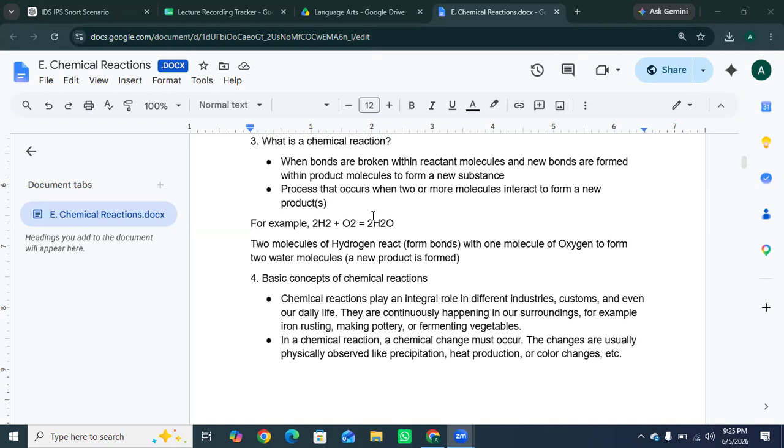Okay? For example, 2H2 plus O2 is equal to 2H2O. Okay, let's discuss this reaction. In this reaction, basically two molecules of hydrogen react and form bonds with one molecule of oxygen to form two water molecules. So a new product is formed. So basically, in simple words, two molecules of hydrogen gas react with one molecule of oxygen gas. They break their old bonds, shuffle, and lock together to form two completely new molecules of water. Okay?